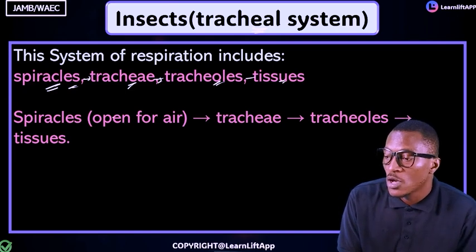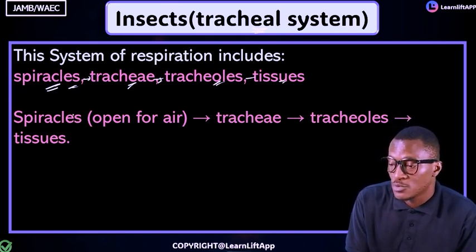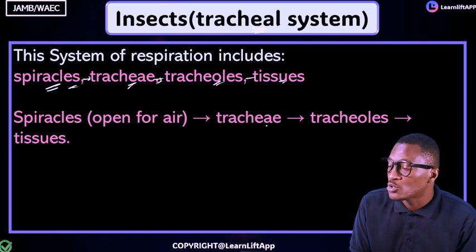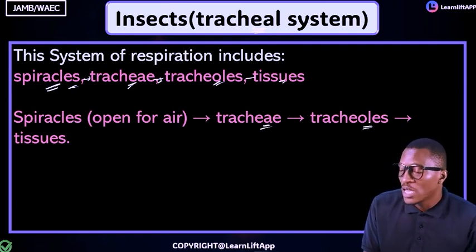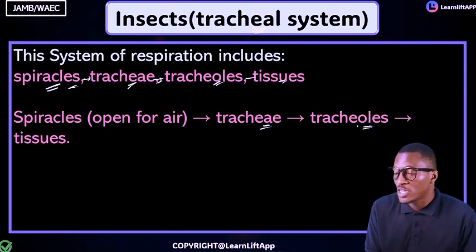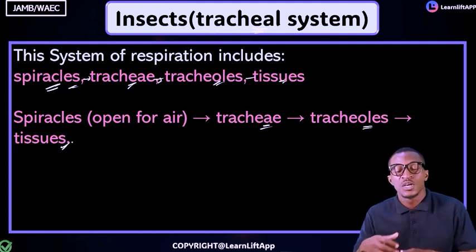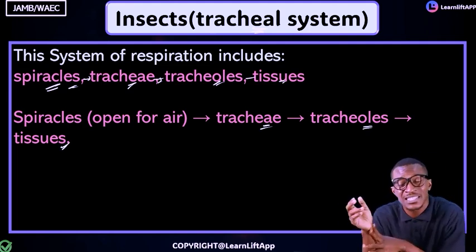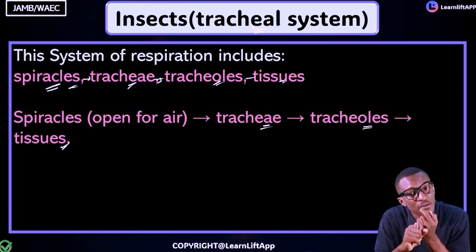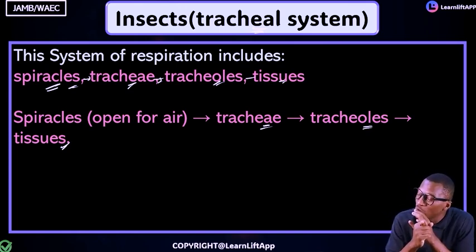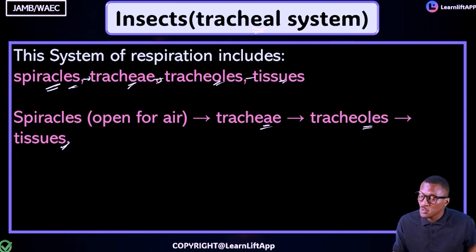We say spiracles open to air. So air enters through the spiracles. From the spiracles it goes to the trachea, from the trachea to the tracheolus, and from the tracheolus, the gaseous air goes to the tissues. Do you understand? This is what we call the tracheal system. So if they ask me about the tracheal system, it is from spiracles to trachea, trachea to tracheolus, tracheolus to tissues.